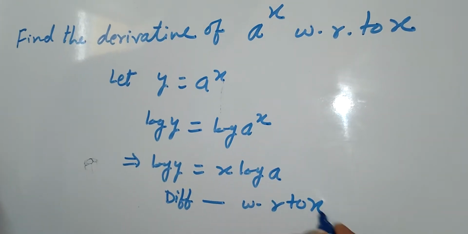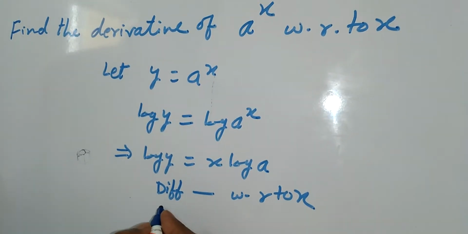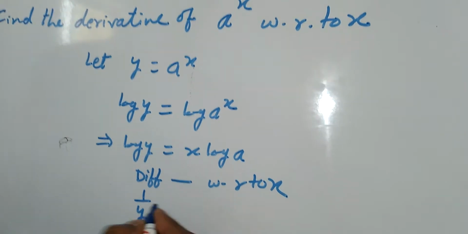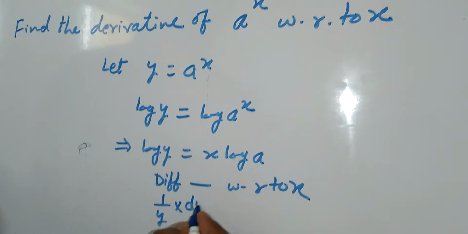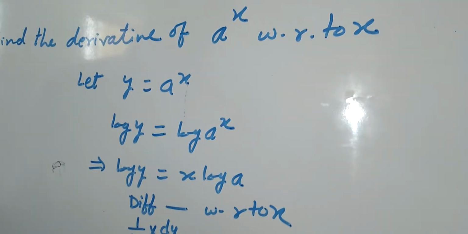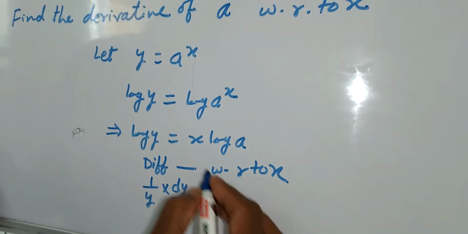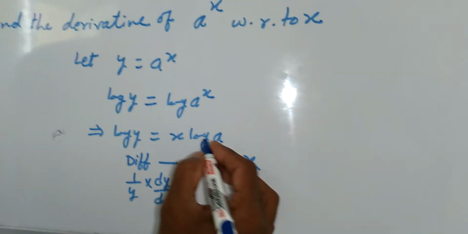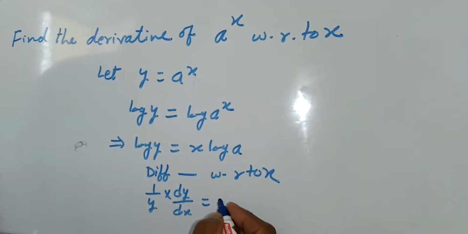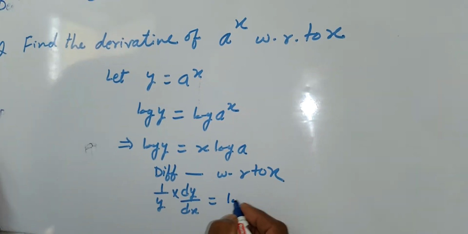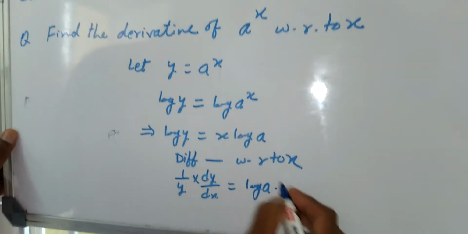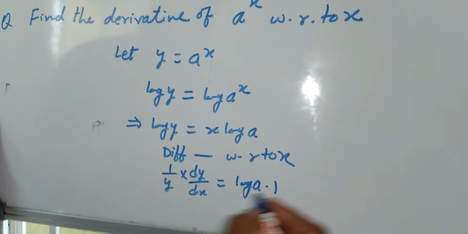With respect to x, the derivative of log y is 1 by y, and the derivative of y is dy by dx. On the right-hand side, it is in u into v form. The second factor is constant, so log a into the derivative of x, which is 1.